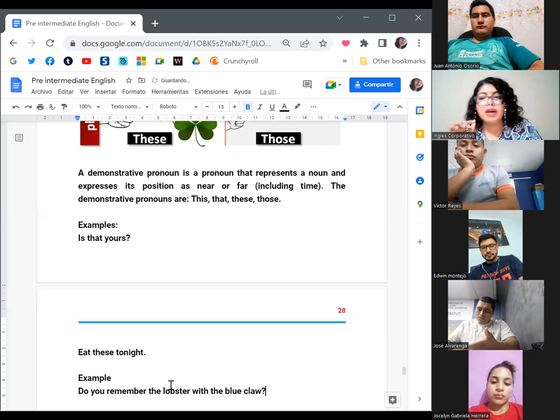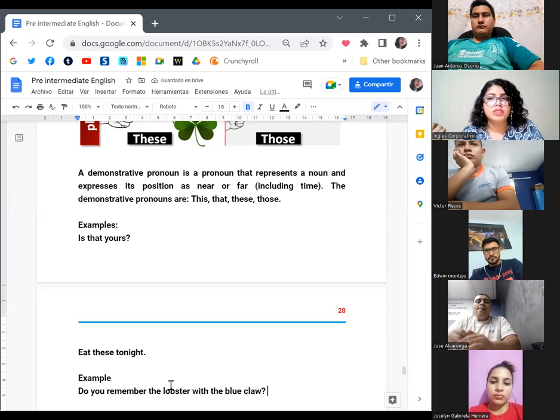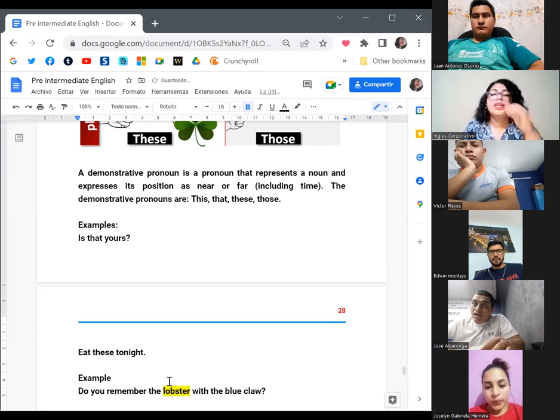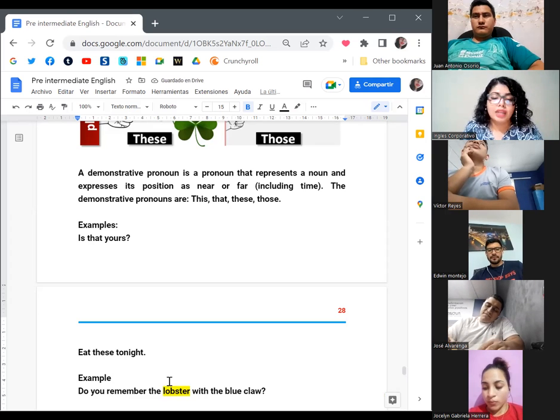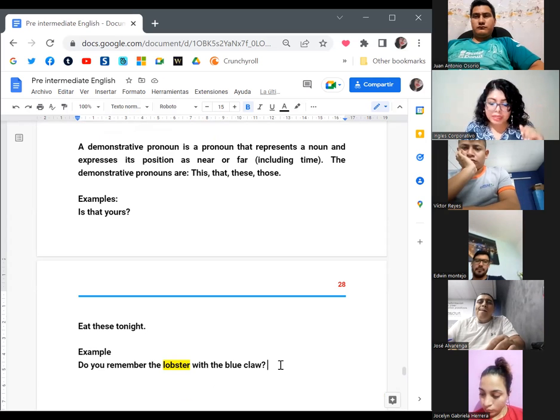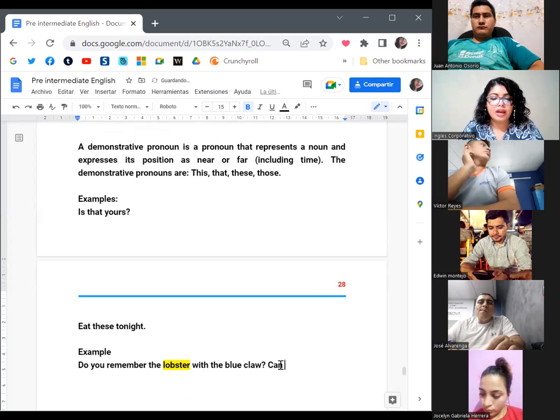So we are talking about a lobster. That in Spanish is langosta. So we are talking about a lobster. So, do you remember the lobster with the blue claw? Can I have that, please?